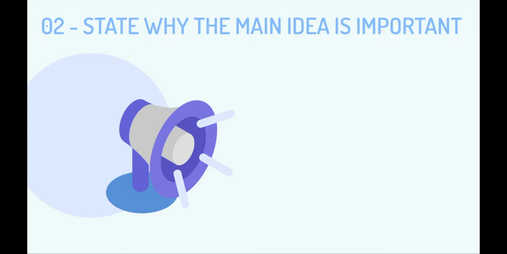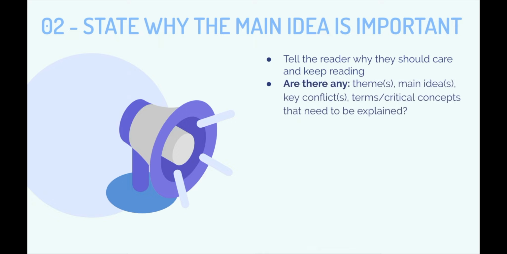Number 2, state why the main idea is important. Tell your reader why they should care and keep reading. Think about what attracted you to this essay prompt in the first place, and not necessarily just because we have to write an essay in class, but you chose which prompt you wanted to write about. Why did you choose 1, 2, or 3? Are there any themes, main ideas, key conflicts, or terms that need to be explained or defined? Like I mentioned earlier, if there's a word that you learned in class that someone else might not know, this would probably be a good time to define that.